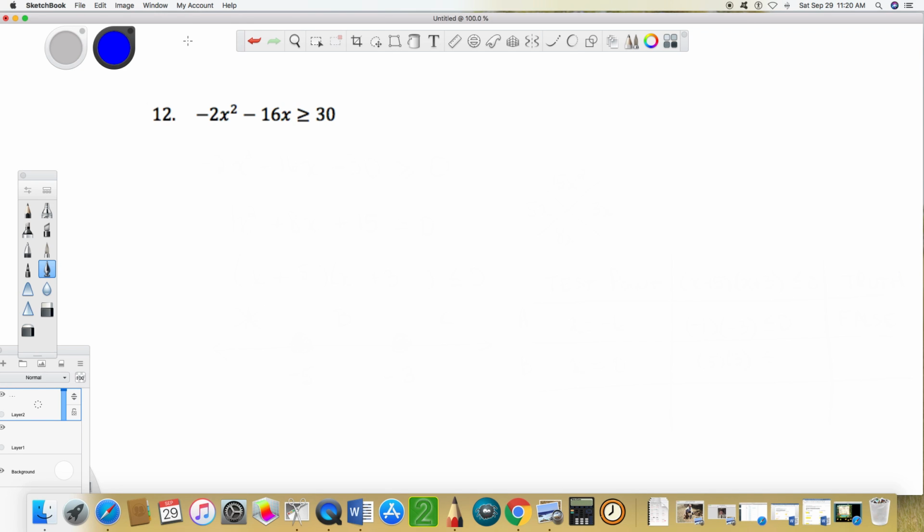Let's take a look here at this quadratic inequality. First thing I notice is it's not being compared against 0, so I need to zero it. I need to subtract 30 from both sides.